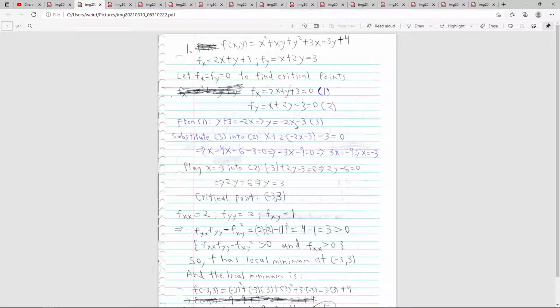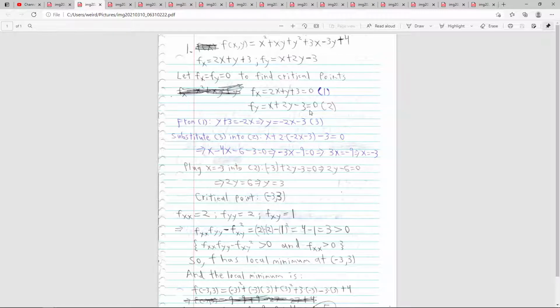So I solve for y in the first equation, and I get formula number 3. Then I plug 3 into 2, and I get eventually x equals negative 3. Then I plug x equals negative 3 into the second equation here and get y equals 3. I did the plug-in method, where you find one variable in one equation, then plug that into the other equation. Then you solve for the other value. So it's a normal method.